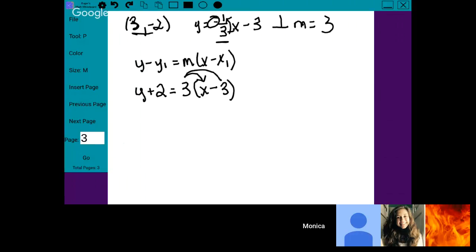Distribute this in here and get 3x minus 9. And since you have plus 2 over here, you're going to subtract 2 from both sides. So you're going to have y equals 3x minus 9 minus 2, which is minus 11.